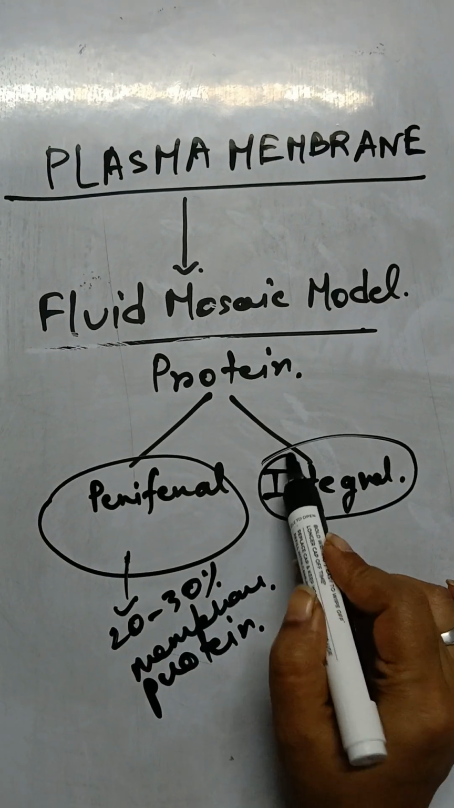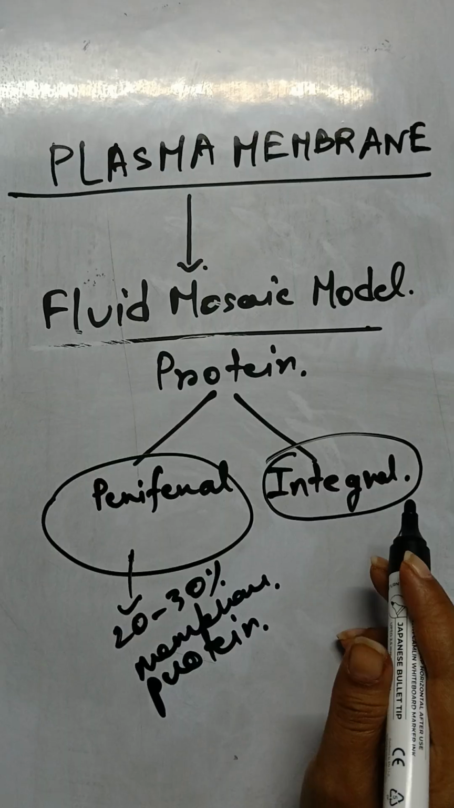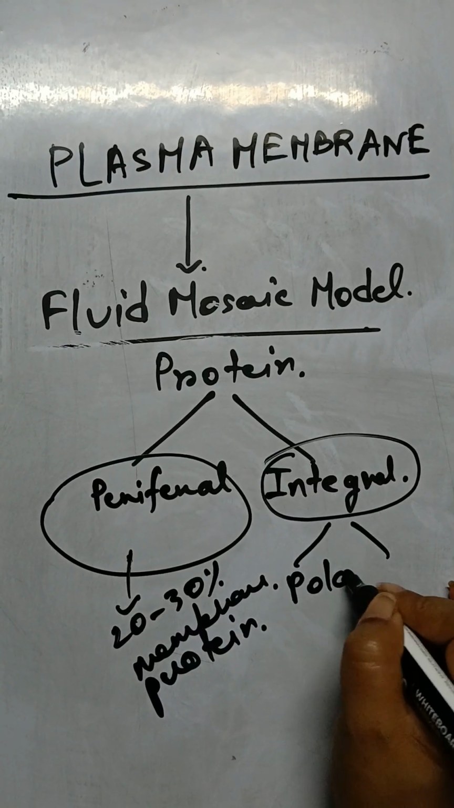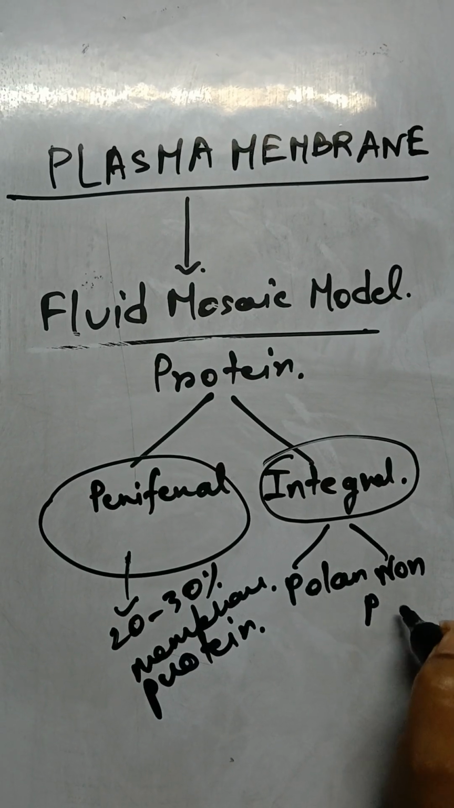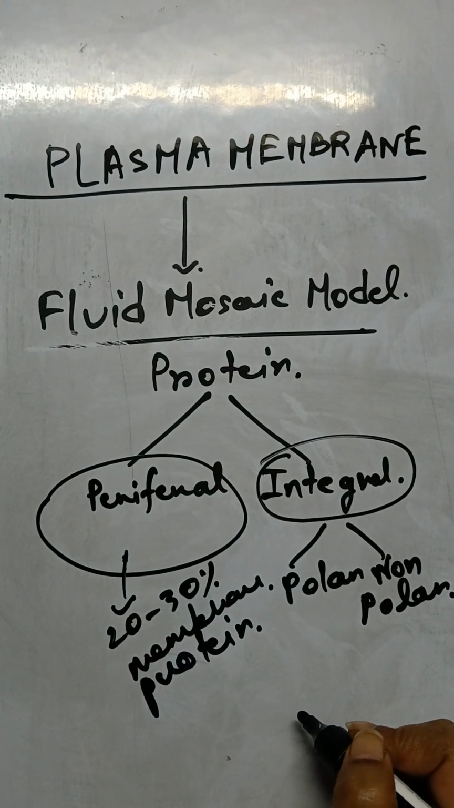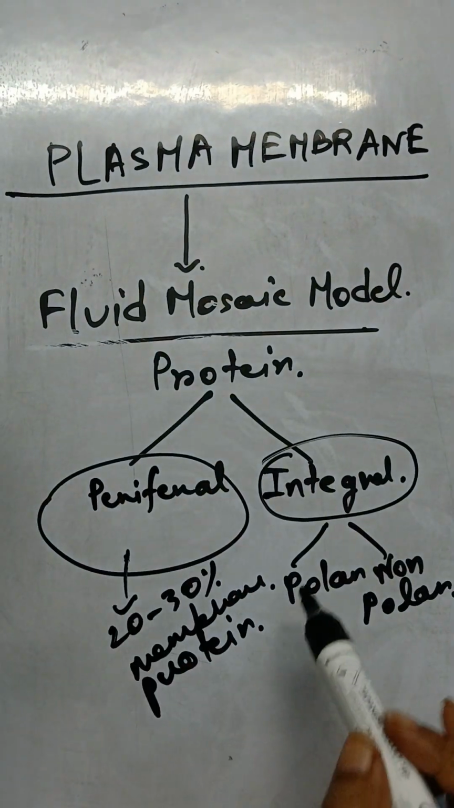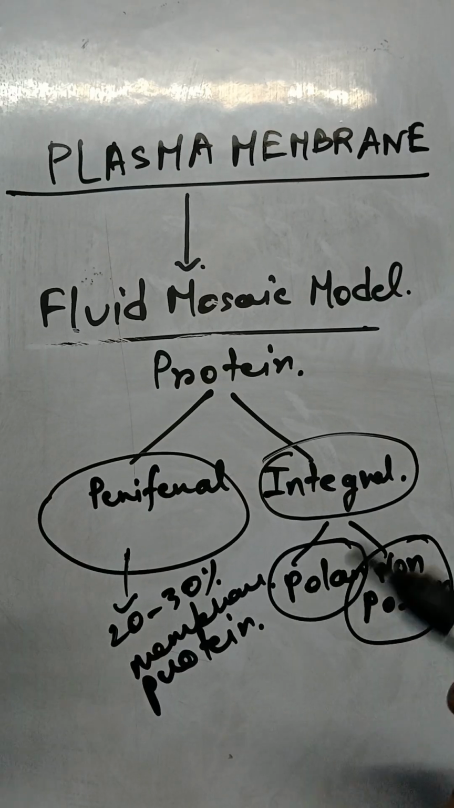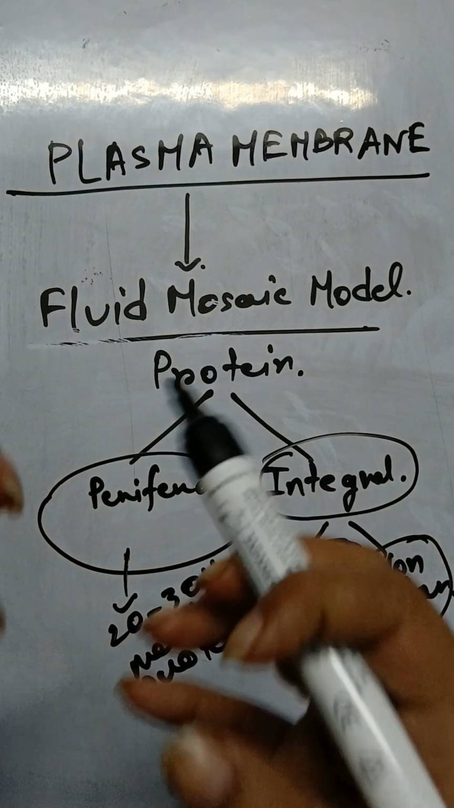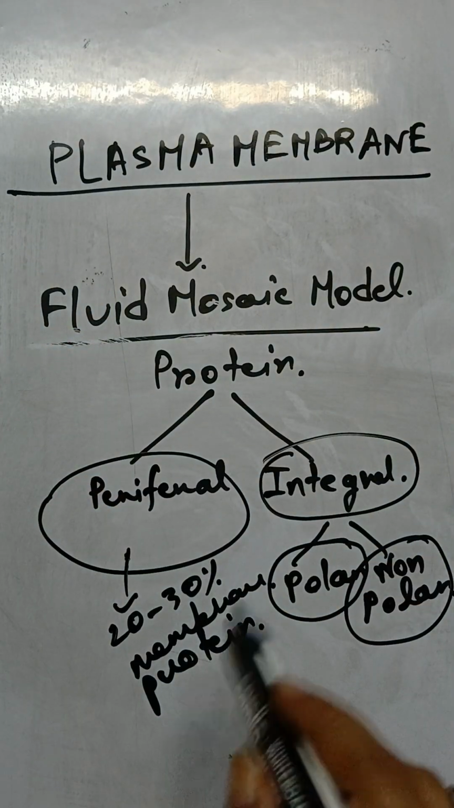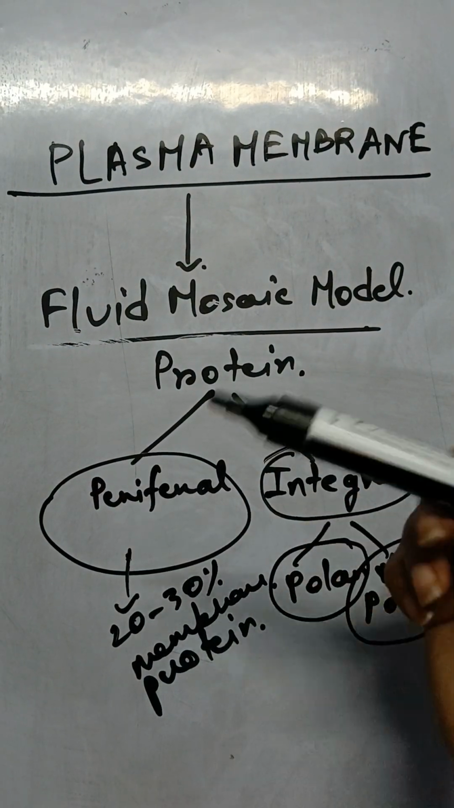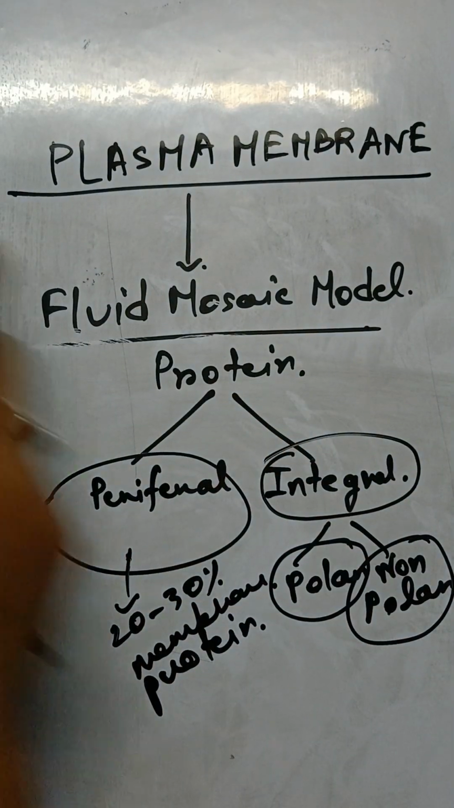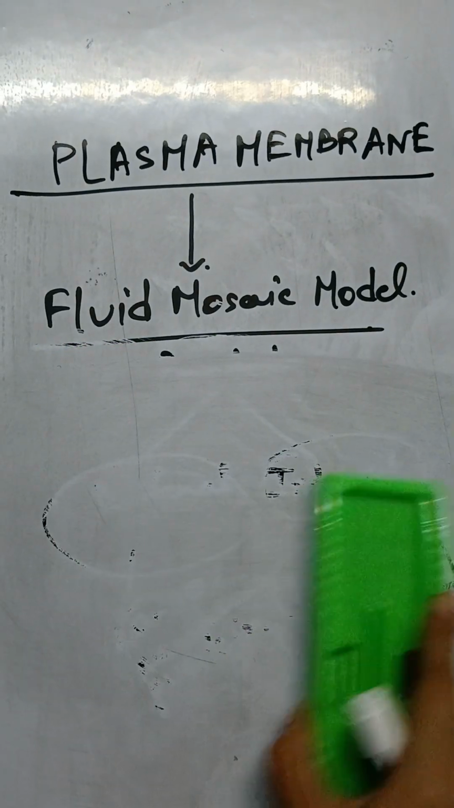In case of the integral protein, it is more similar to the membrane lipids, as they also have a polar and non-polar end. Same as the membrane lipids, the polar ends are hydrophilic and the non-polar ends are hydrophobic. So the integral proteins are very tightly bound with the membrane lipids in the plasma membrane bilayer, and polar ends are extended outside and the non-polar ends are buried inside the plasma membrane. So these are the membrane proteins and lipids.